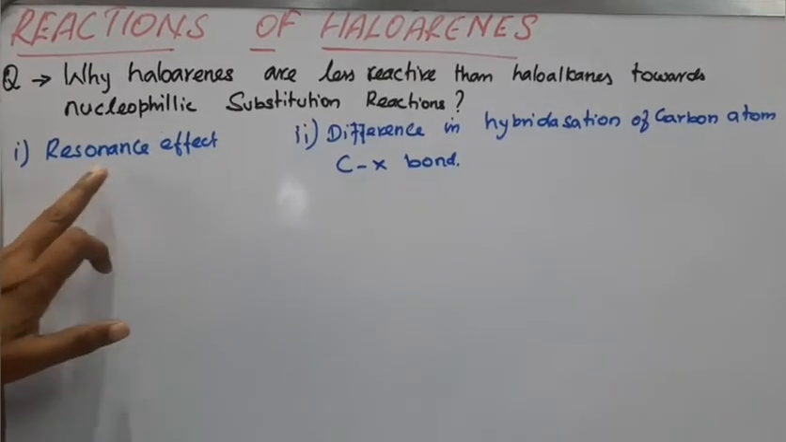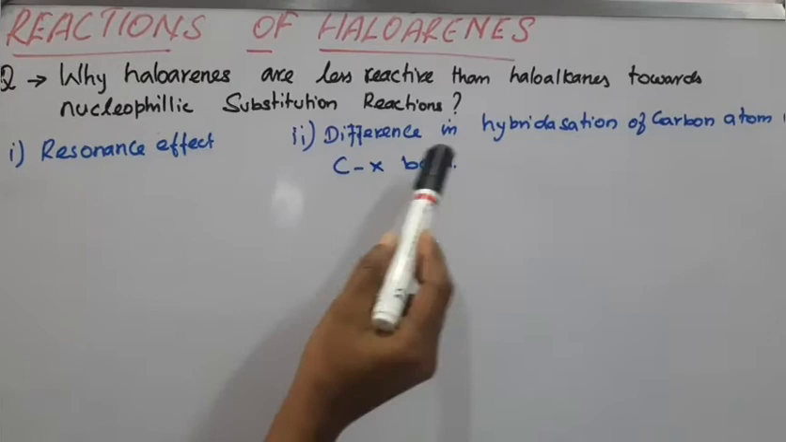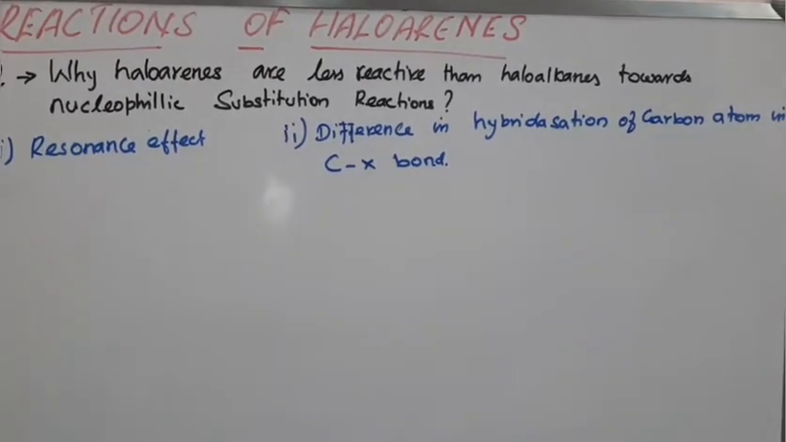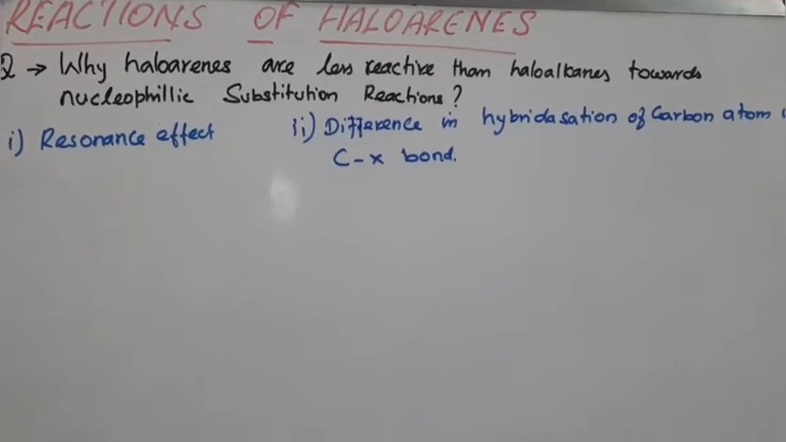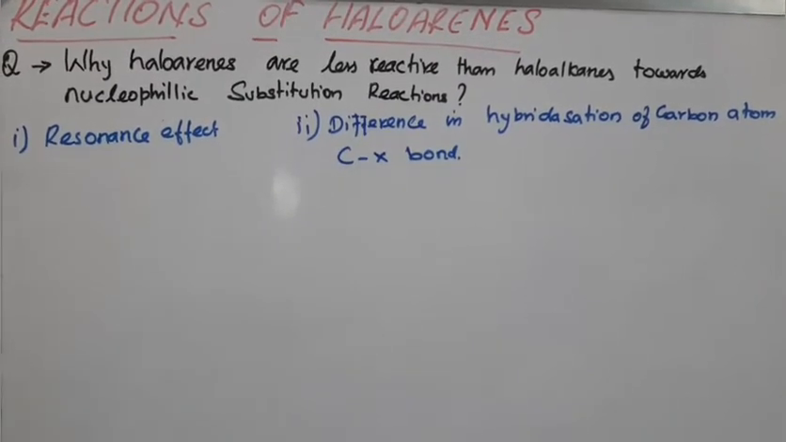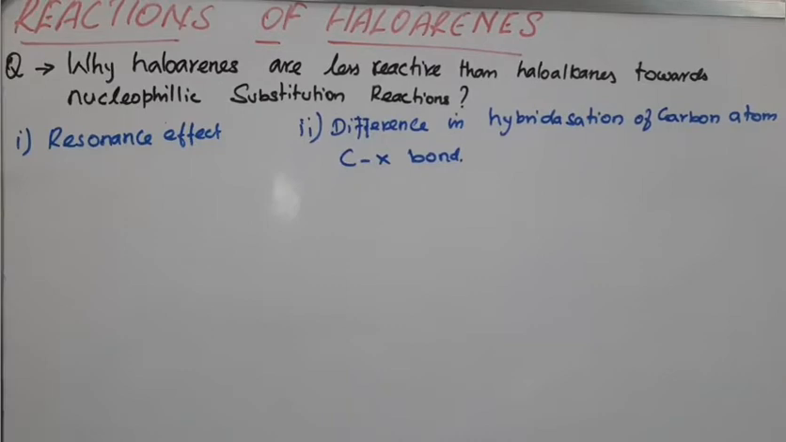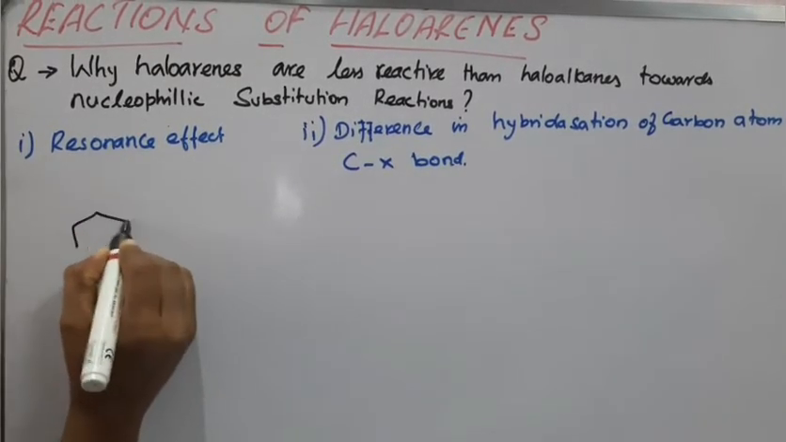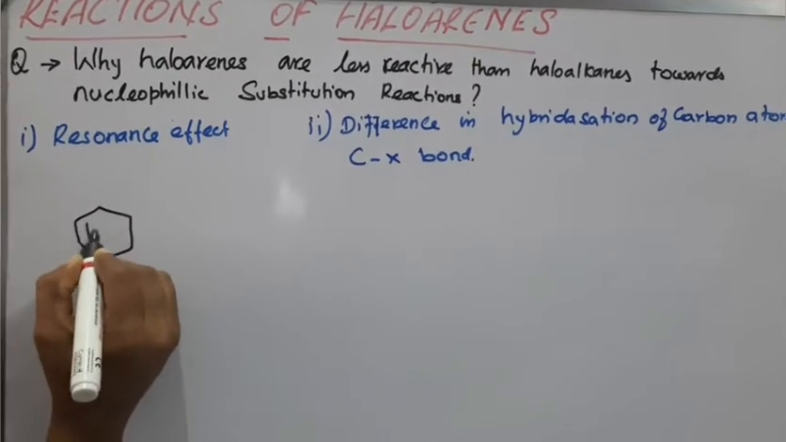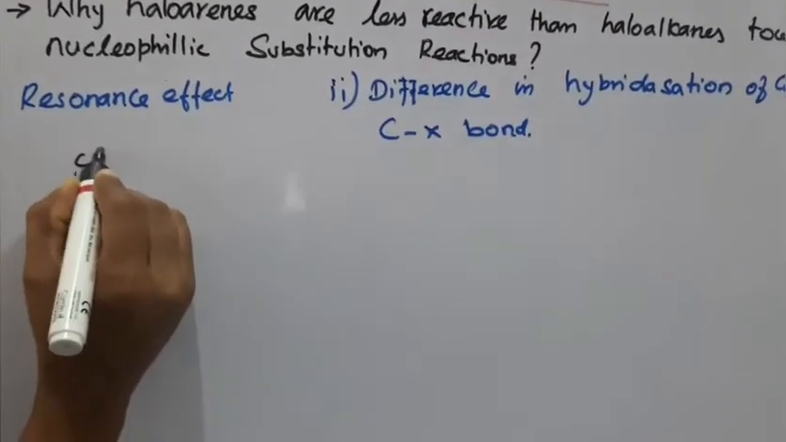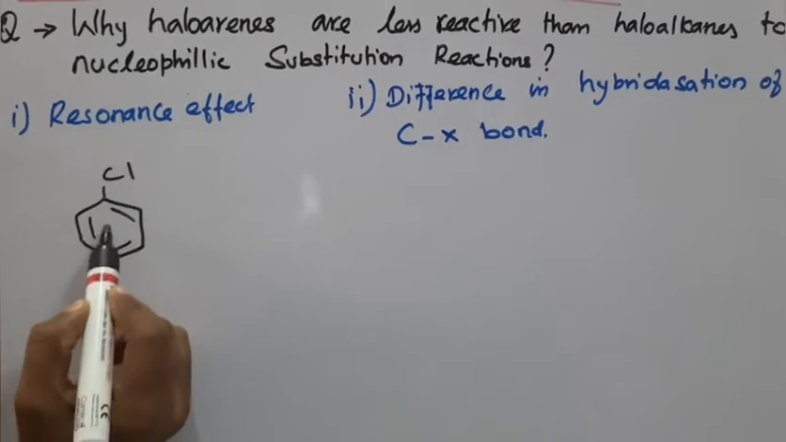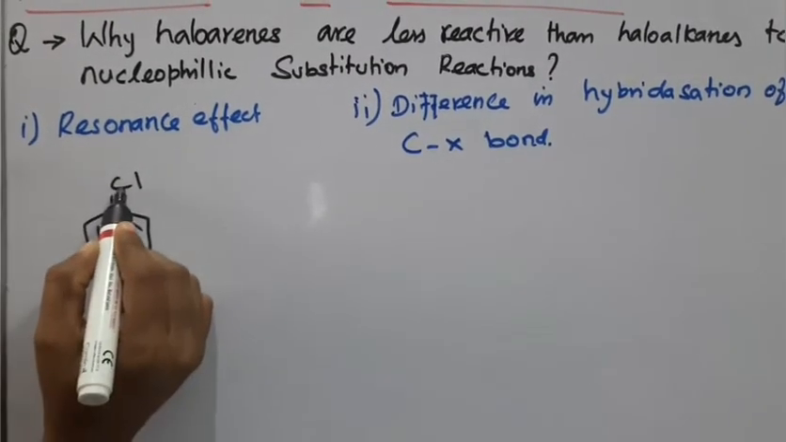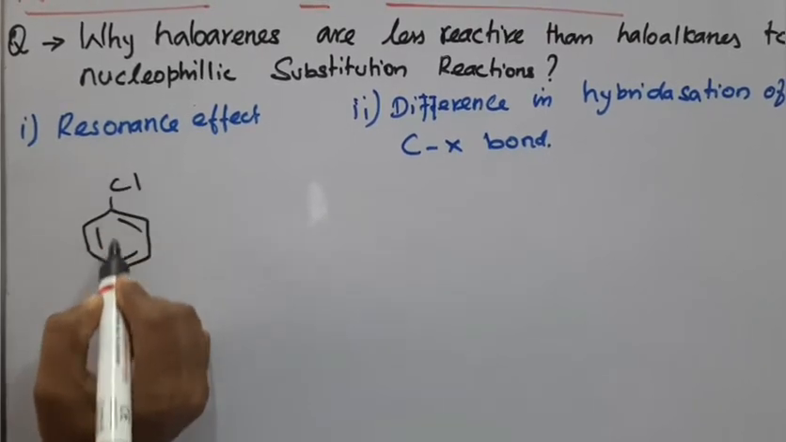Resonance effect and difference in hybridization of the carbon atom in the C-X bond. First, let us see the resonance effect. What do we mean by resonance effect? This is your haloarene structure, with Cl. A halogen attached to the benzene ring, an aryl ring attached to a halogen atom, is called a haloarene.